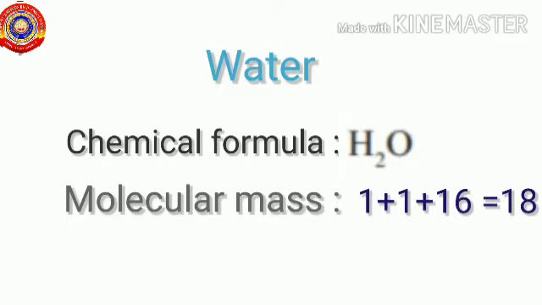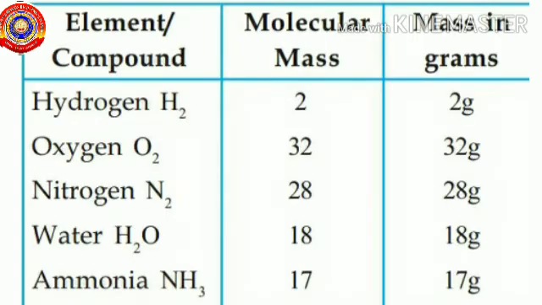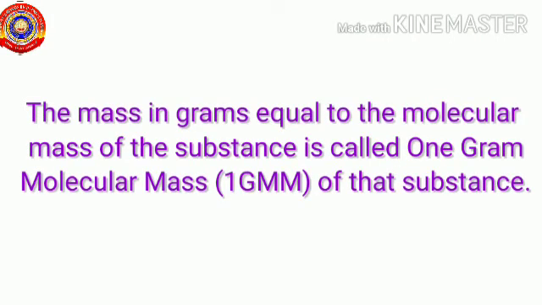Now did you understand what we mean by molecular mass? It is defined as the mass of a molecule, that is, the sum of the atomic masses of the elements. Now observe this table. Here the molecular mass of each element or compound is given and its mass is expressed in gram. Did you see? Both the mass in grams and the molecular mass are equal. So we can say the mass in gram equal to the molecular mass of a substance is called 1 gram molecular mass of that substance or 1 GMM.